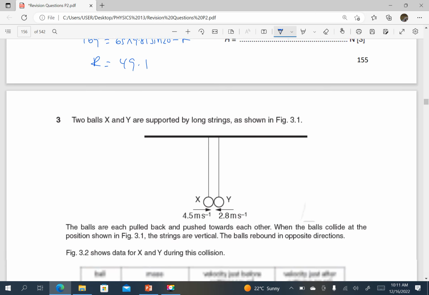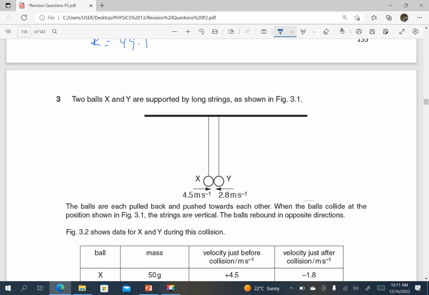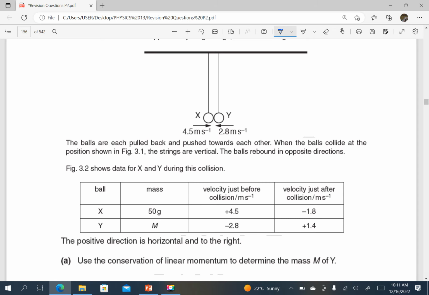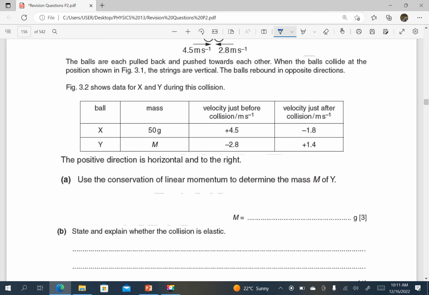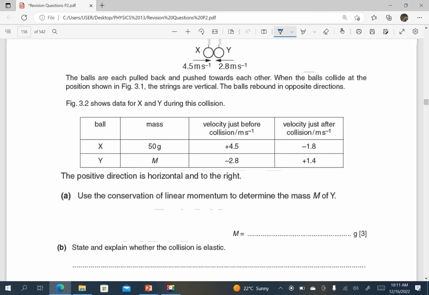Two balls X and Y are supported by long strings as shown here. The balls are each pulled back and pushed towards each other. When the balls collide at the position shown in the figure, the strings are vertical. The balls rebound in opposite directions. The figure shows the data for X and Y during this collision. The masses are given, the velocities just before collision are given, and the velocities just after collision are given. The positive direction is horizontal and to the right. So to the right is positive, therefore to the left should be negative.